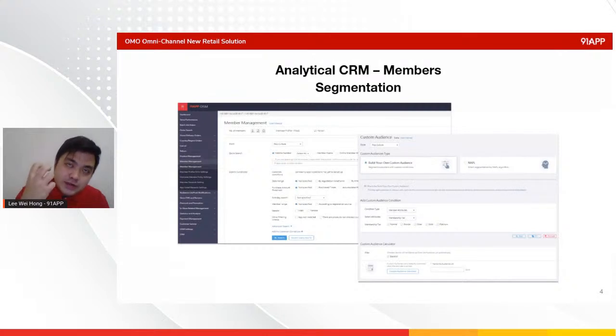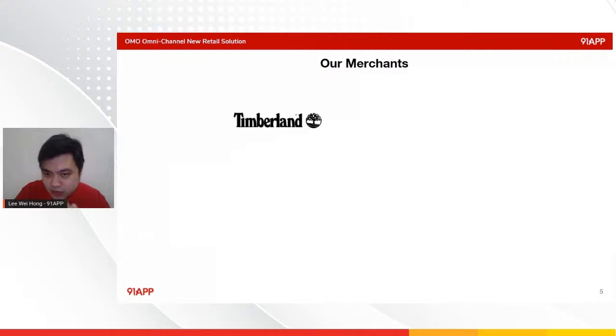Whatever data you have already collected, you want to analyze it so that you can find certain patterns, norms or insights, and you label them, group them, and profile them. Later on, you try to improve. So this is basically how CRM works in 91 App solutions.